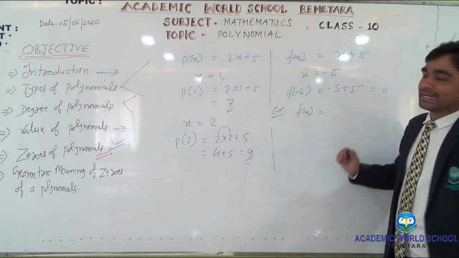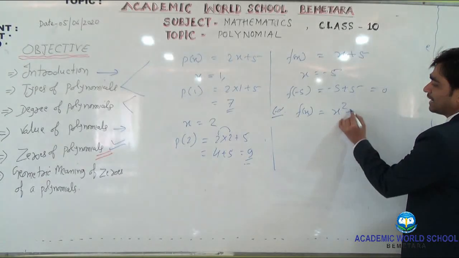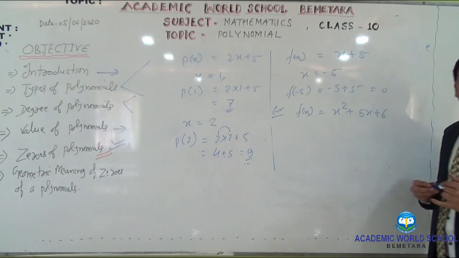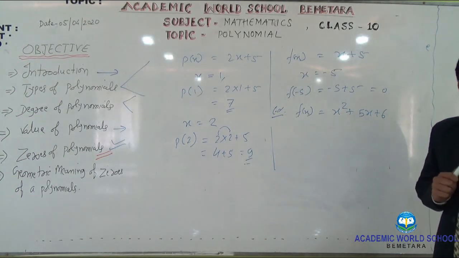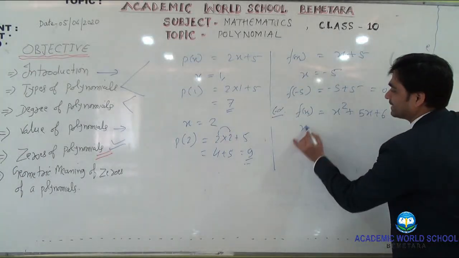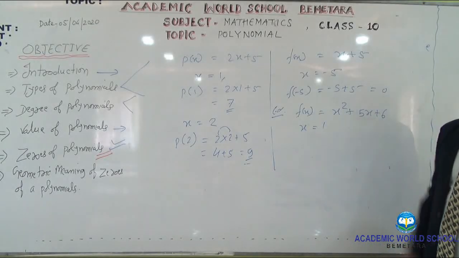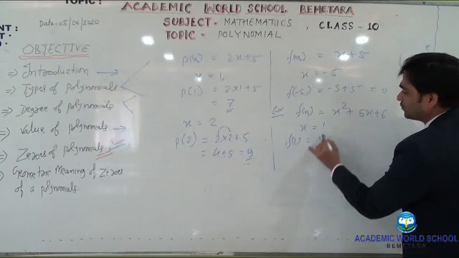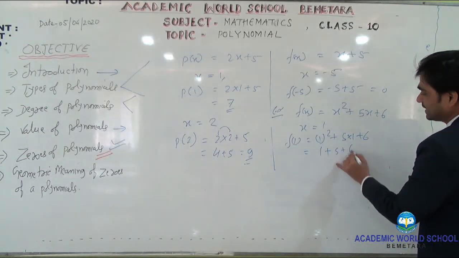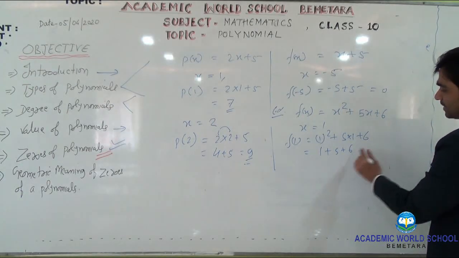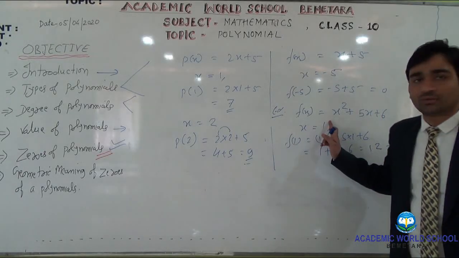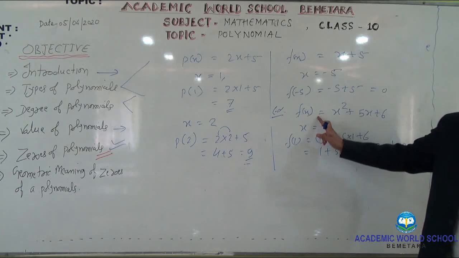Let's take one more example of a quadratic polynomial. If I have written x square plus 5x plus 6, what will be the zeros of this polynomial? Let me check. If you substitute x equals 1, f(1) is equal to 1 square plus 5 into 1 plus 6, so 1 plus 5 plus 6, that is 12. We are not getting 0, so we can say that x equals 1 is not a zero of this quadratic polynomial.